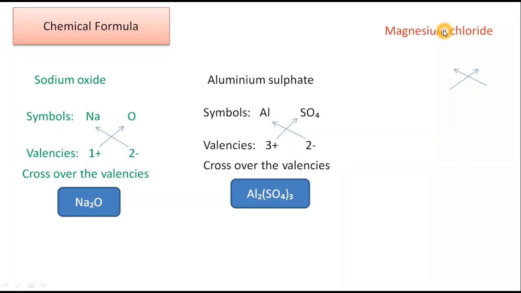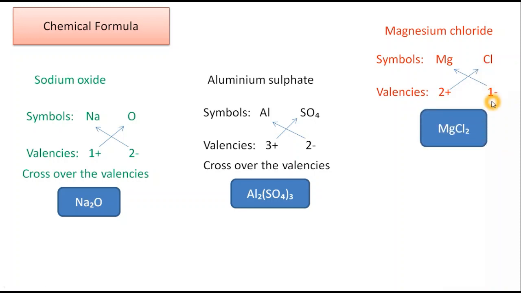Suppose you have magnesium chloride. Again, first you have to write the symbols for magnesium and chlorine. Then you have to write the valencies. The valency for magnesium is 2, and for chlorine the valency is 1. Cross over the valencies, you will get 1 with magnesium, so you don't need to write 1, and 2 with chlorine, so you'll get Cl2. So this is the formula for magnesium chloride, that is MgCl2.